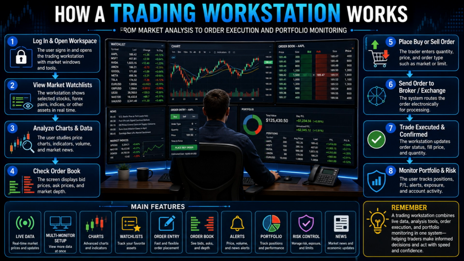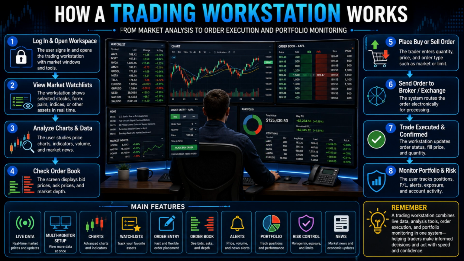Finally, the workstation helps the user monitor portfolio performance and risk. It shows positions, profit and loss, alerts, exposure, account activity, and risk controls. Therefore, the trader can not only place trades, but also manage open positions carefully and make adjustments when needed.